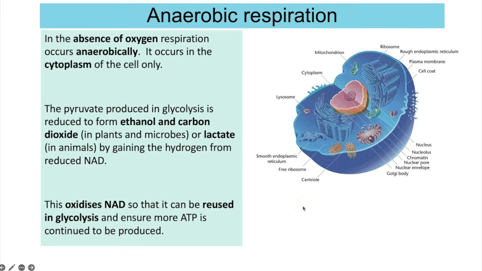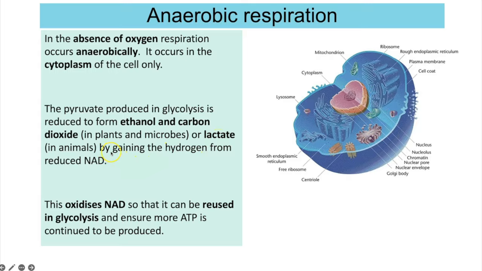So we then move on to anaerobic respiration, which is respiration in the absence of oxygen, and it only occurs in the cytoplasm of the cell. It involves only glycolysis from the stages we just saw, and the pyruvate that's made in glycolysis, in anaerobic respiration, it's reduced instead of oxidized. In plants and microbes, it's reduced to form ethanol and carbon dioxide. In animals, it's reduced to form lactate or lactic acid.